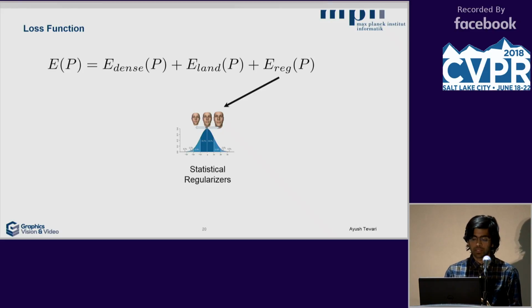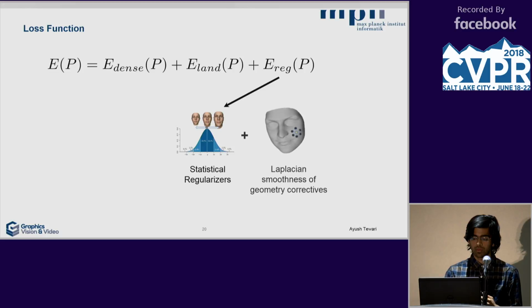We also have some regularizers. First, we have some statistical regularizers on the parameters of the base model. These try to ensure that these parameters are not too far away from their mean value. We also have a Laplacian smoothness term on the geometry correctives to ensure that the final reconstructions we obtain are smooth.